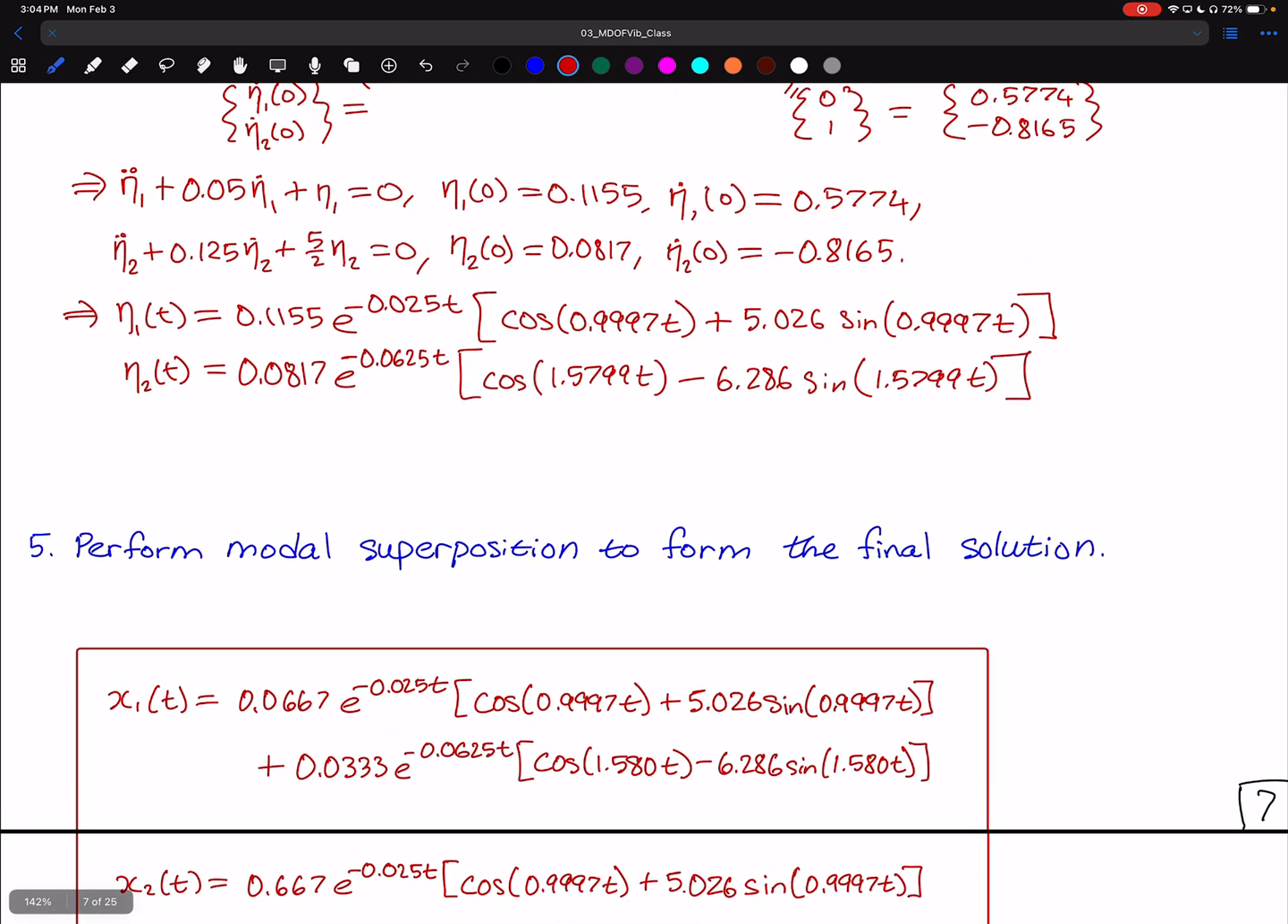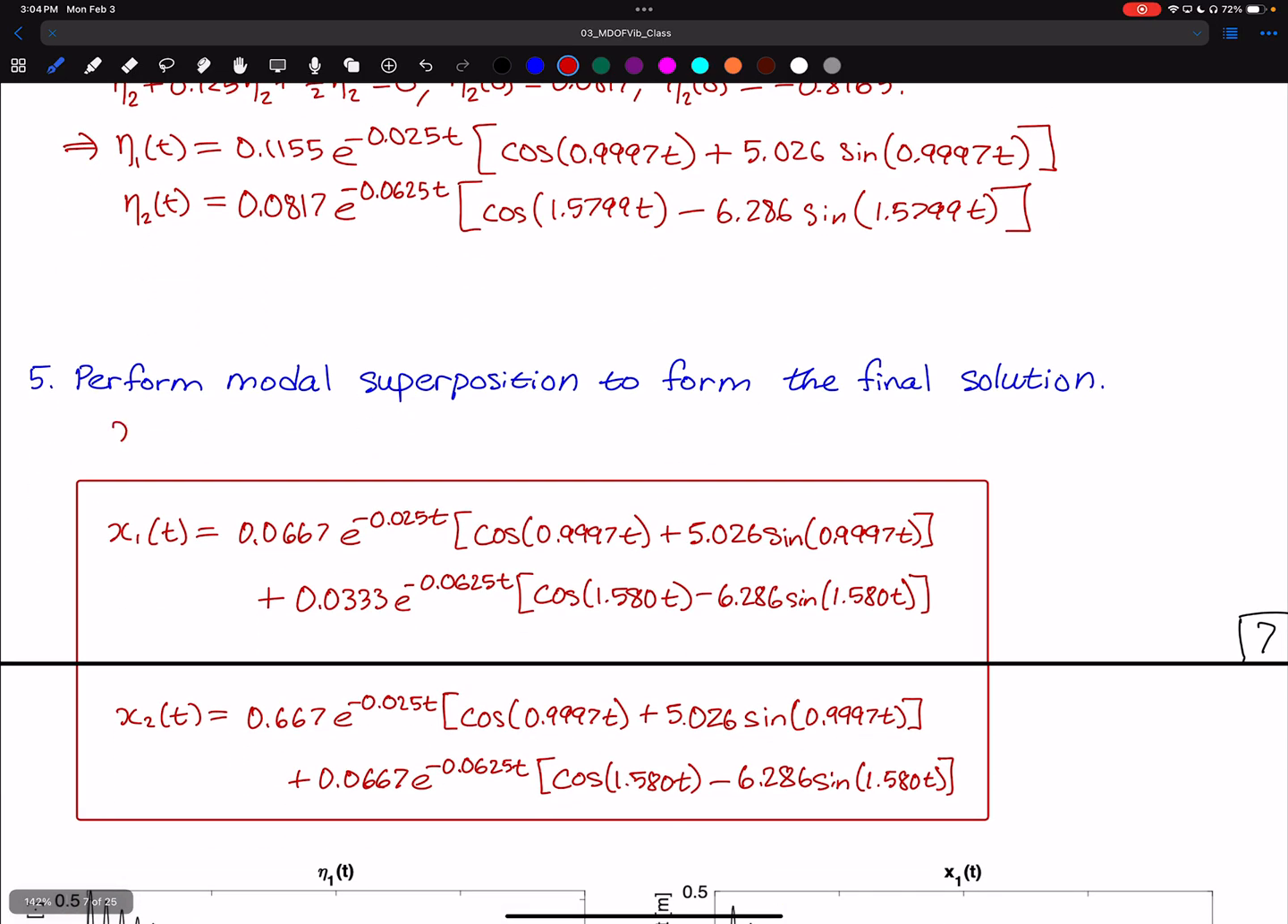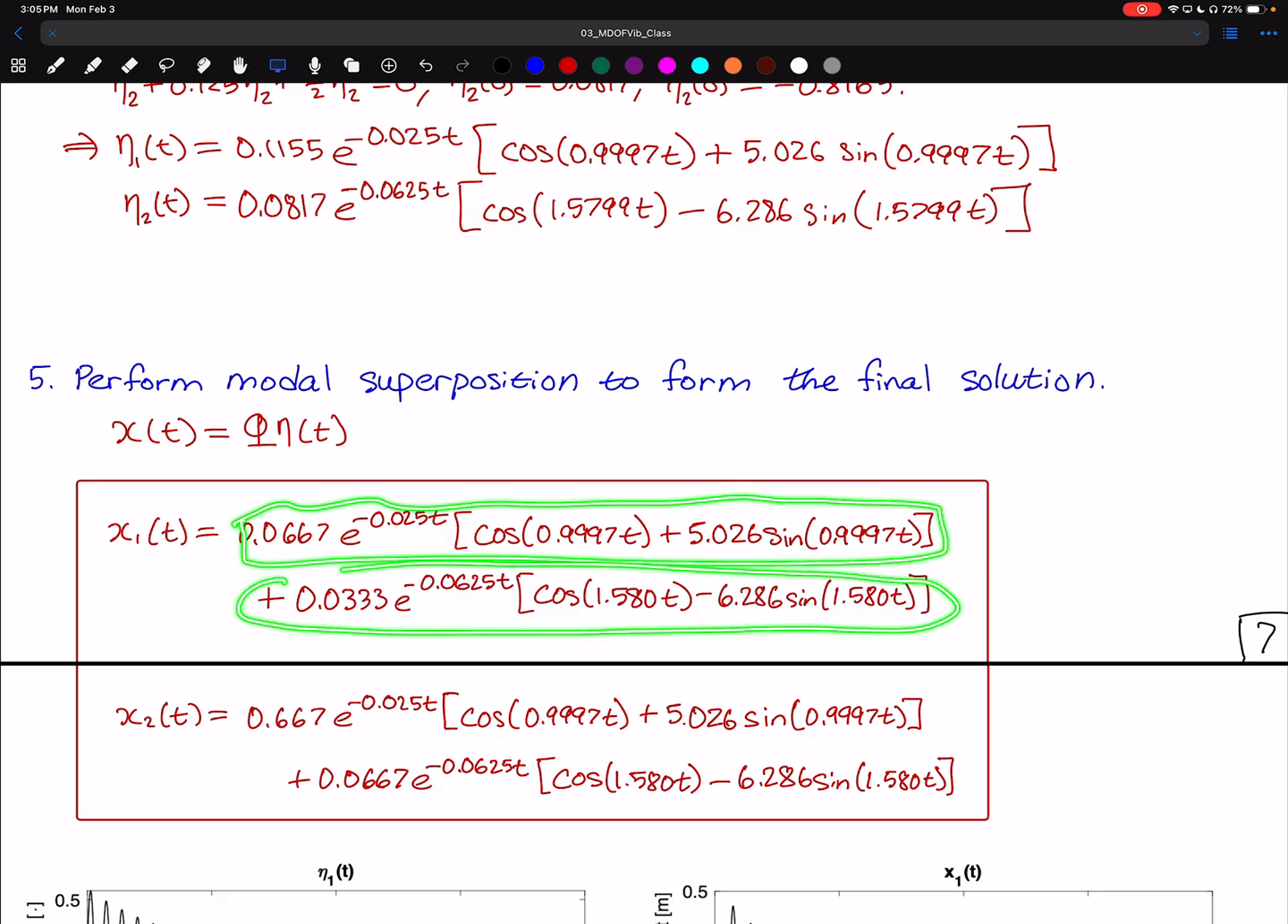From here, we can perform the modal superposition, where x of t is equal to big phi times eta of t. I've already left the solution in the notes for you, so we don't have to write that out. But you'll see that the modal response, or the etas, appears in each of the degrees of freedom in their total response. So for example, right here we get mode 1, and then beneath that we'll get mode 2 participating.